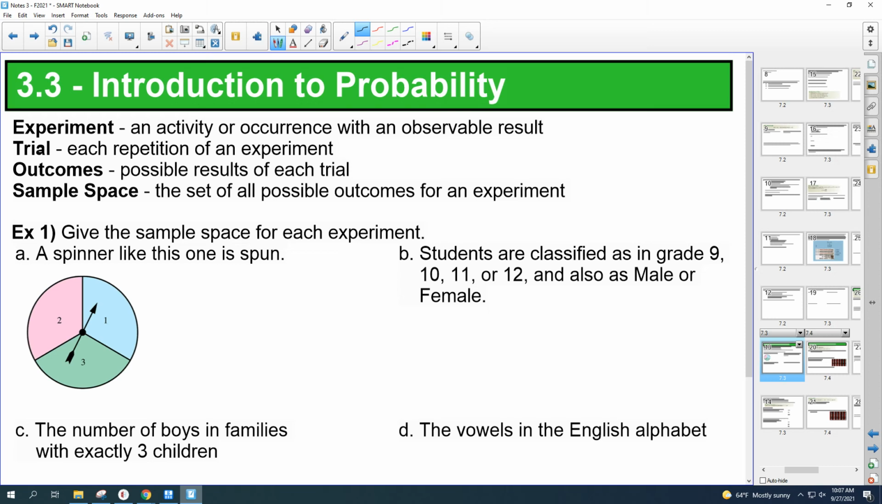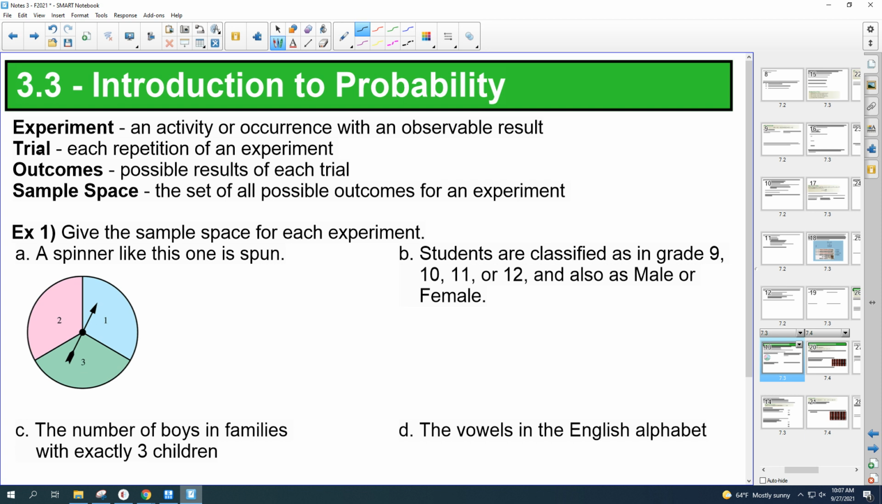3.3 is an introduction to probability, and it starts with a couple of terms. Experiment is an activity or occurrence with an observable result. Rolling a die might be your experiment. Doing something, that's your experiment. A trial is each time you do that task. If I roll a die 50 times, then there would be 50 trials, but the experiment was rolling a die.